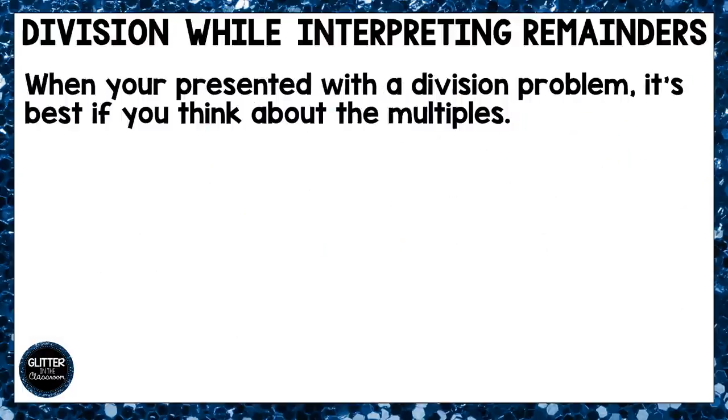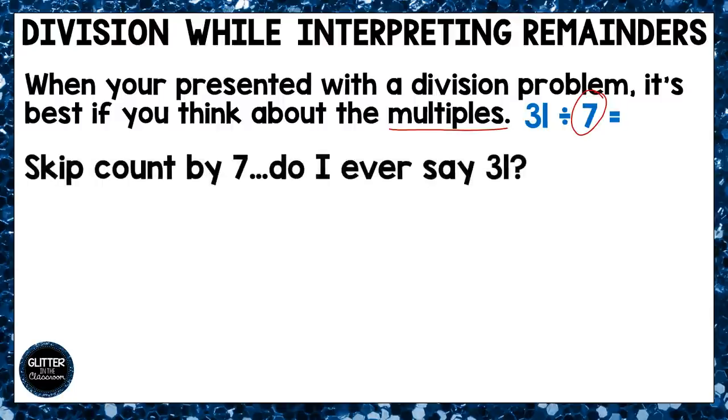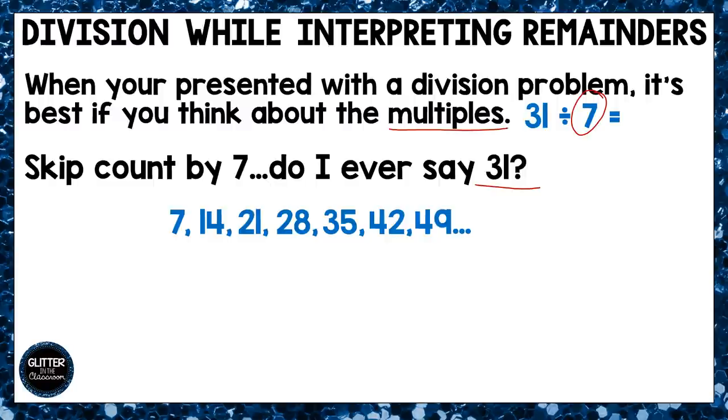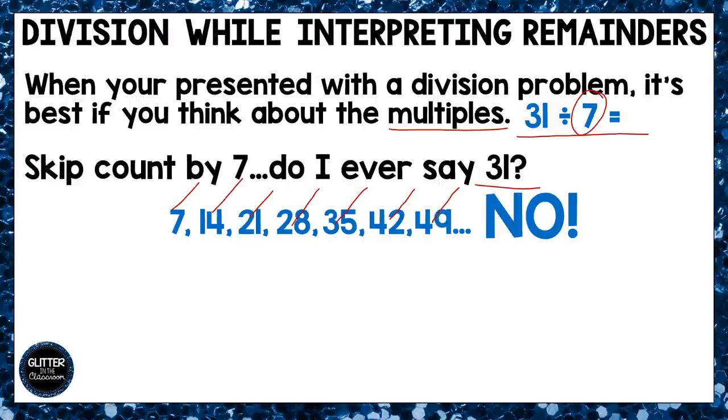When you're presented with a division problem, it's best if you think about the multiples. Now, let's take this example, 31 divided by 7. Let's think about your divisor 7. Think about the multiples of 7. When we skip count by 7, do I ever say 31? Well, 7, 14, 21, 28, 35, 42, going on. Do I ever say 31? No, I don't. So I know that this division is going to give me a remainder.